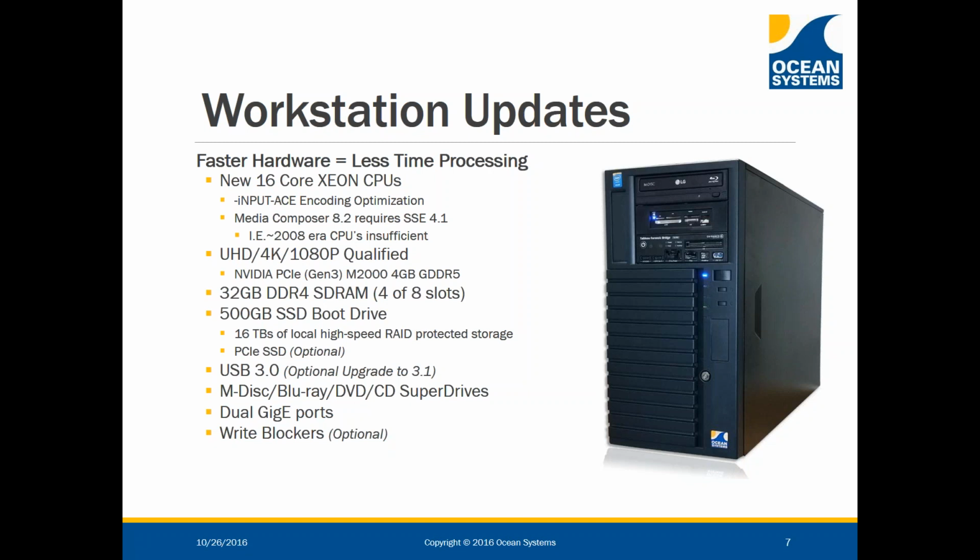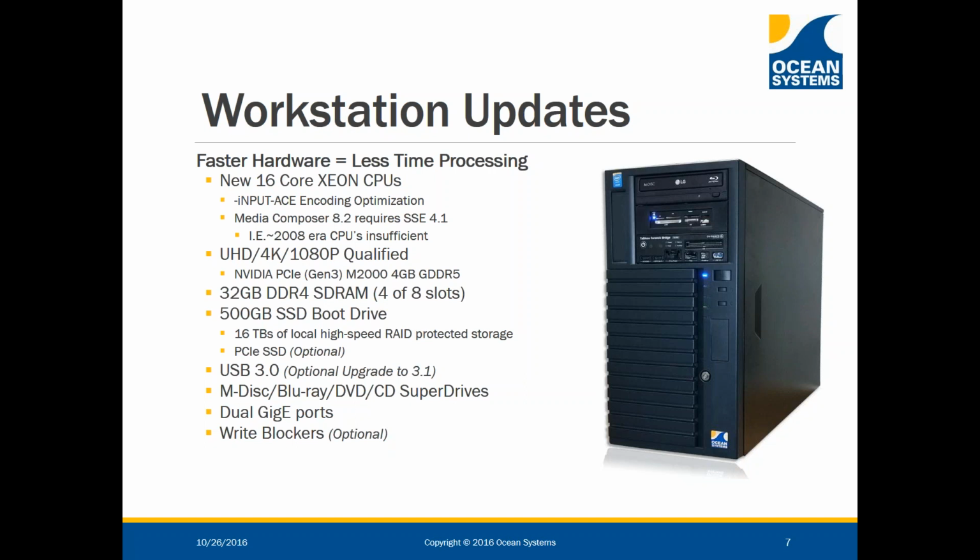We also have other options in regards to that, including PCIe SSDs, so you can get 1,200 to 1,500 megabytes per second read speeds from a single drive. Great for a swap disk type of arrangement. USB 3 by default. USB 3.1 is now an optional upgrade, as well as Thunderbolt. M-DISC, Blu-ray, DVD super drive. So for archiving cases to disk, that sort of thing, these super drives from LG include M-DISC capability. Those familiar with the newer M-DISC technology, that's certainly advantageous.